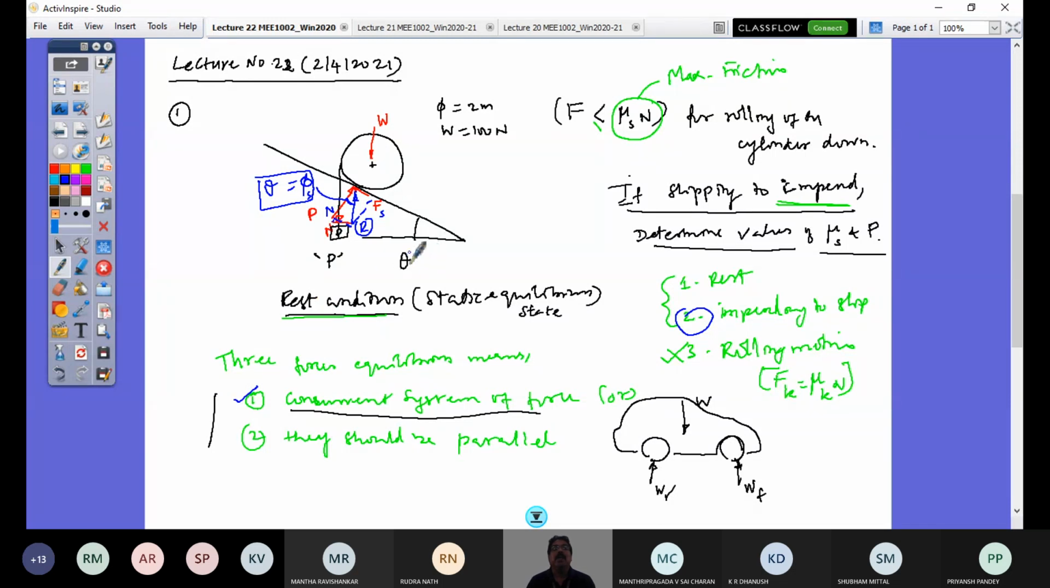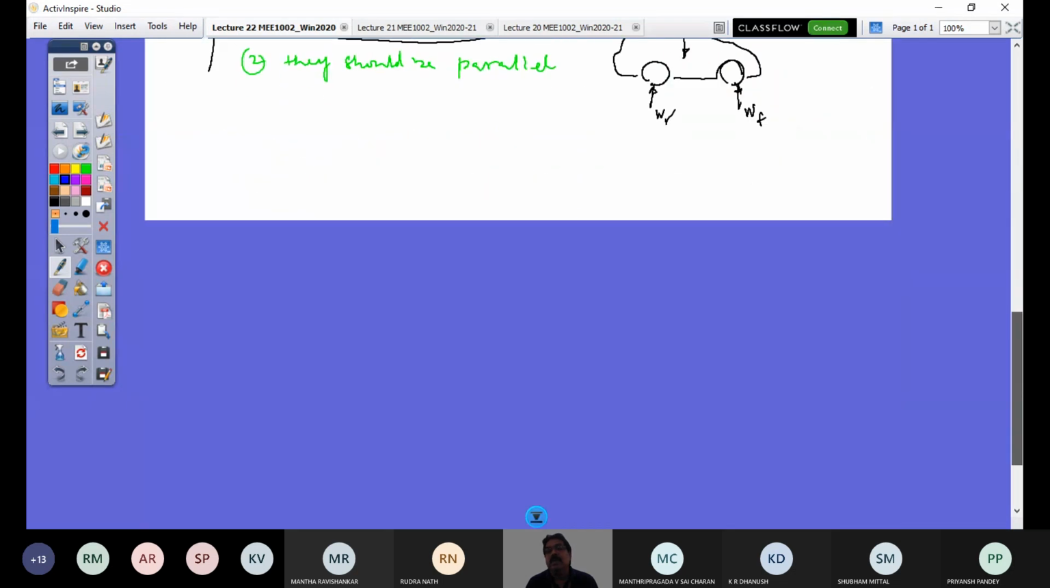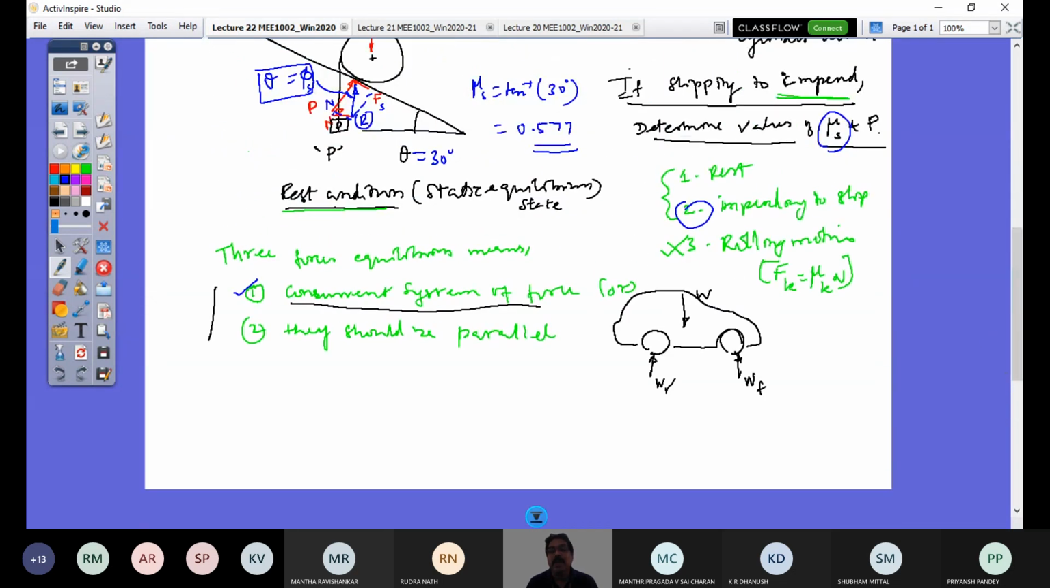When this is so, in your problem, if theta is given as 30 degrees and you are asked to find mu s, you would straight away get the mu s value. So mu s will be tan of 30 degrees. That's going to be 0.577, right? So this is a very interesting problem. You can also prove this through the equations.